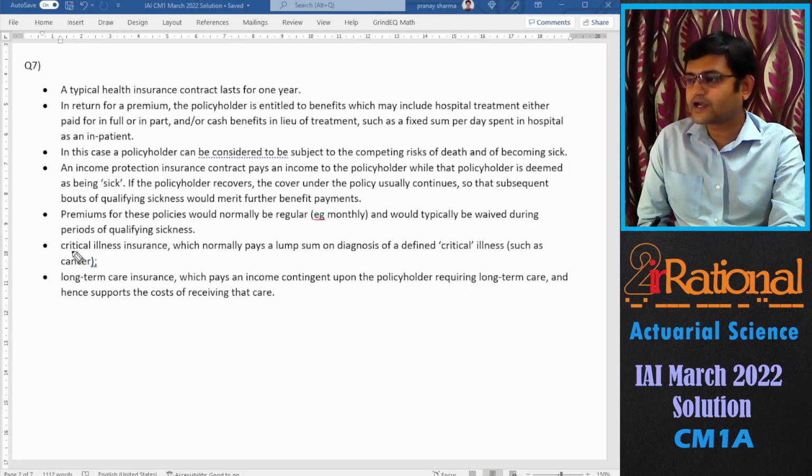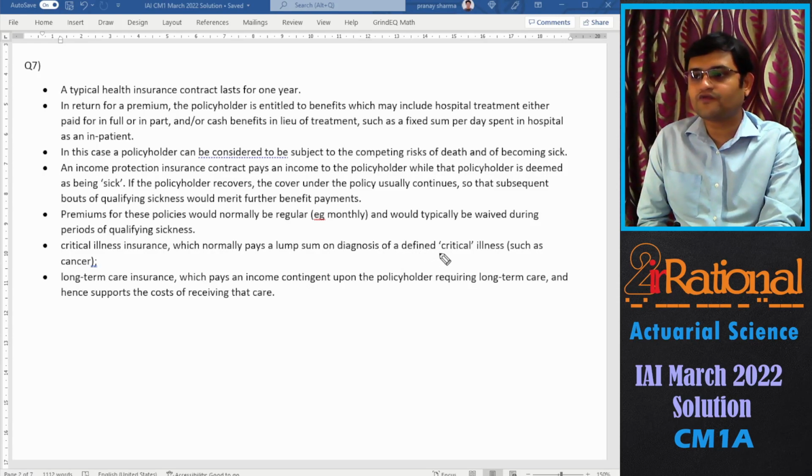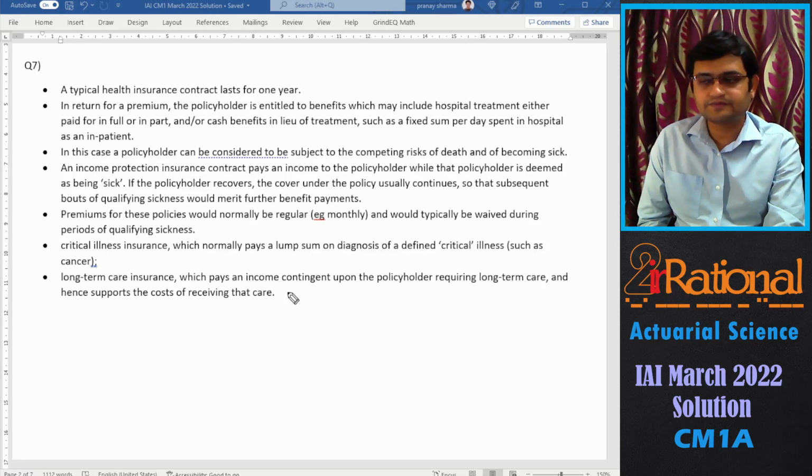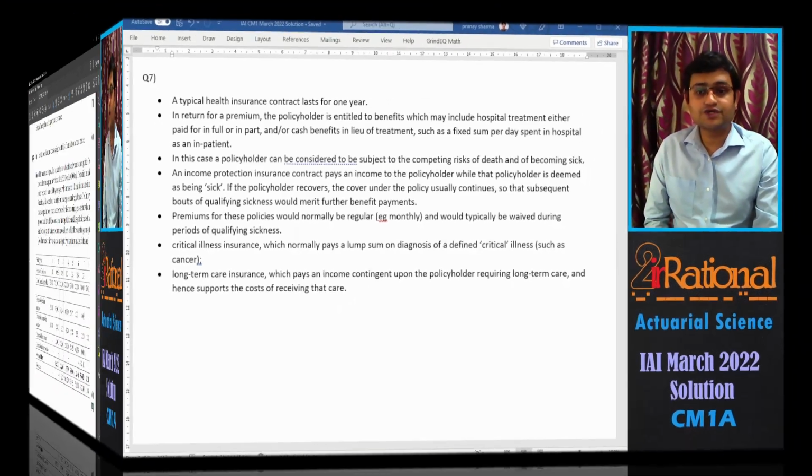Let's talk about critical illness insurance, which normally pays a lump sum on diagnosis of a defined critical illness such as cancer. Long-term care insurance pays an income contingent upon the policyholder requiring long-term care, and hence supports the cost of receiving that care. Let's see the next question.